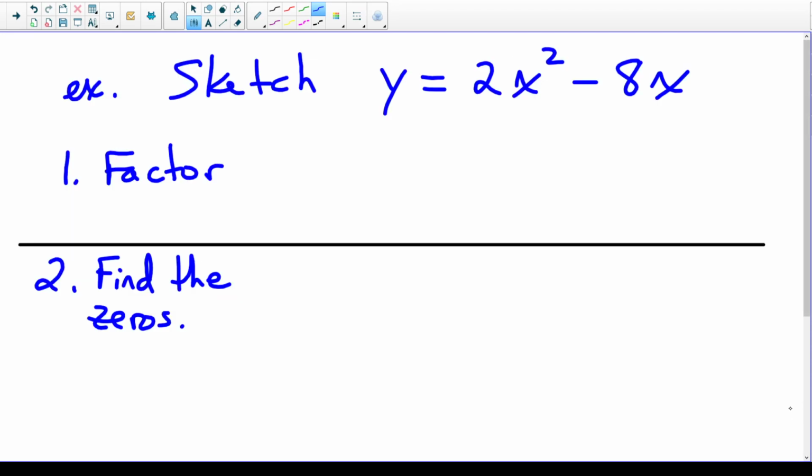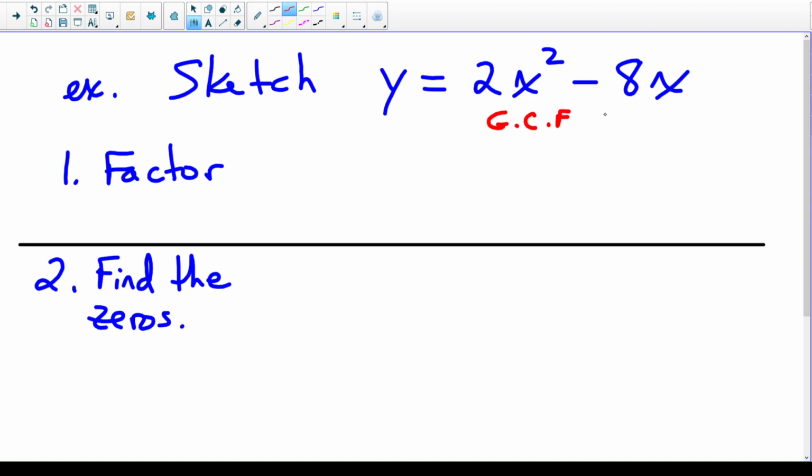So let's look at this example here. I want you to sketch y is equal to 2x squared minus 8x. So I've started to list the steps on the side here. Let's follow the steps. So the first thing to do is to factor this equation, which is the lesson that we had previous to this one. So how do I factor an equation? I have to find the greatest common factor.